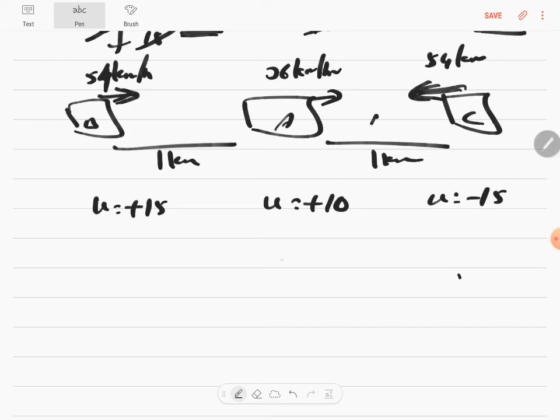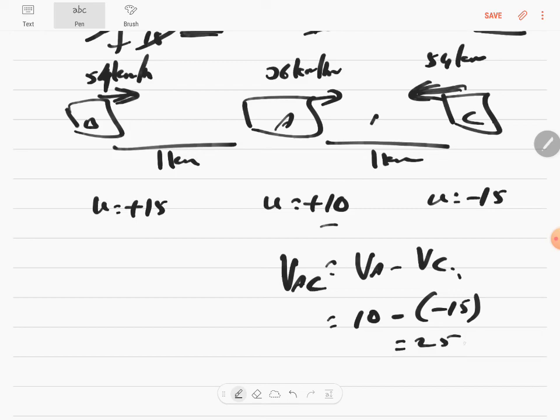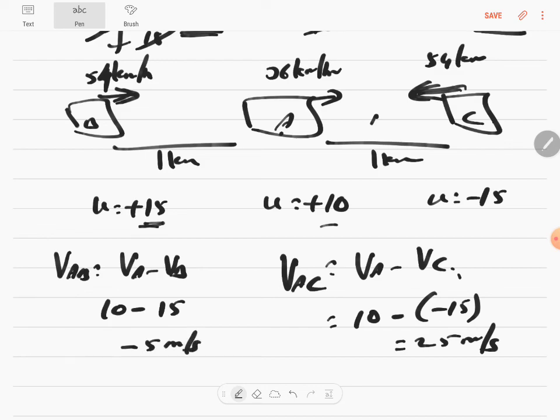What is the relative velocity of A with respect to C? VAC is generally VA minus VC, where VA is 10 minus minus 15, which will be 25. That will be the relative velocity of A with respect to C. What will be the relative velocity of A with respect to B? It is VA minus VB. What is VA? VA is 10. What is VB? It is 15 meter per second. So it is minus 5 meter per second.